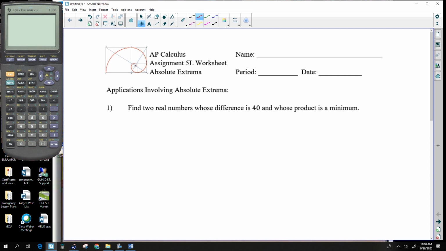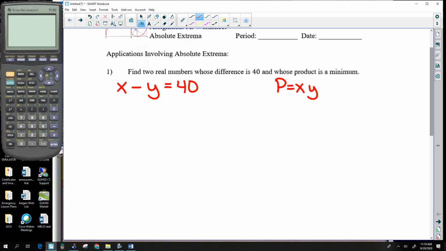So it looks like they're actually going back to optimization. Find two real numbers whose difference is 40 and whose product is a minimum. So two numbers whose difference, that's a subtraction, is 40 and whose product is a minimum. So x is equal to 40 plus y.